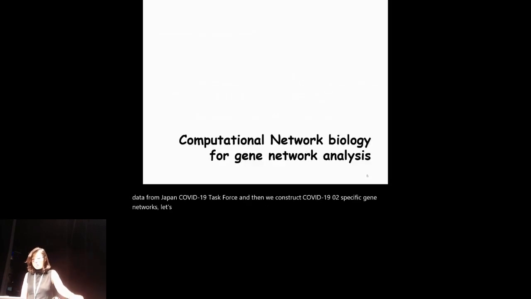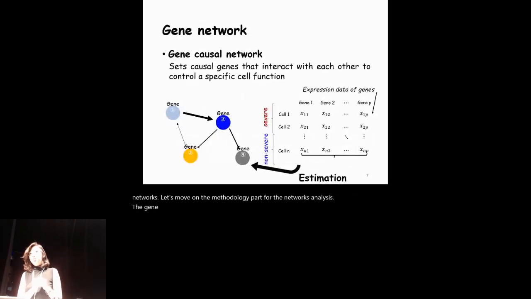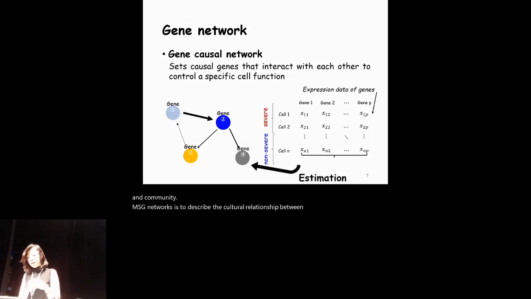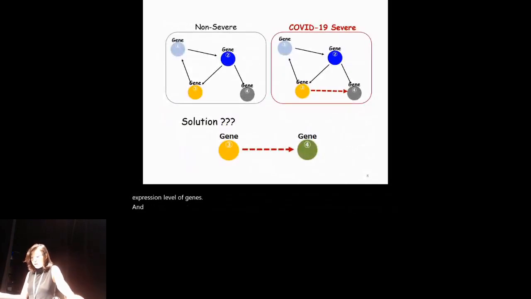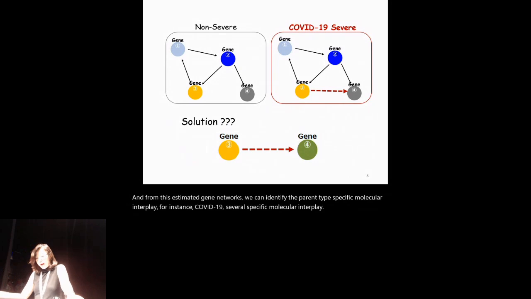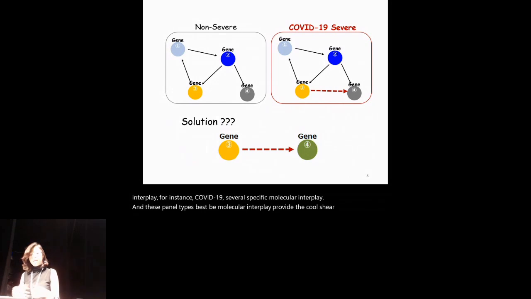Let's move on to the methodology part for the network analysis. Gene networks are similar to human networks in a company or community. I mean, gene networks describe the causal relationship between genes and are usually estimated by the expression level of genes. And from these estimated gene networks, we can identify the phenotype-specific molecular interplay, for instance, COVID-19 severity-specific molecular interplay. And this phenotype-specific molecular interplay provides a crucial insight to understand the complex mechanism of disease.